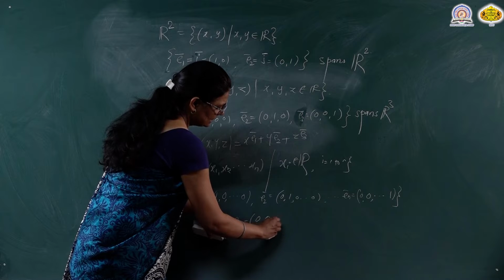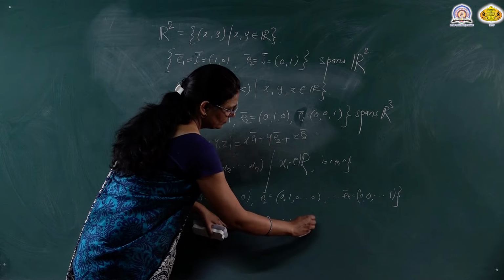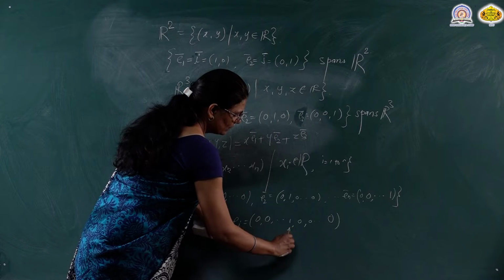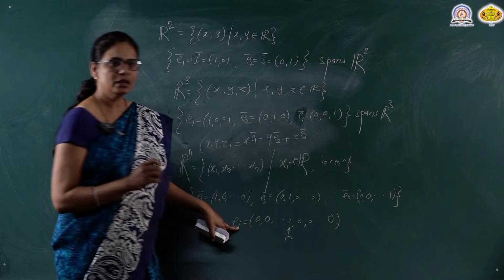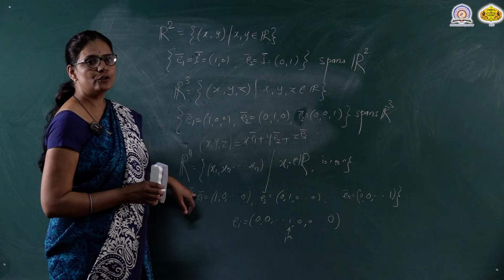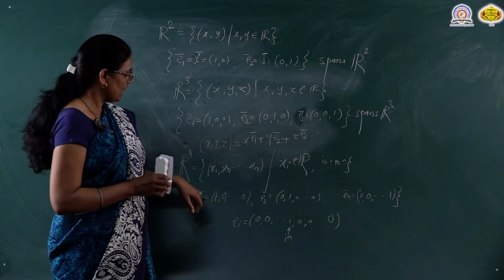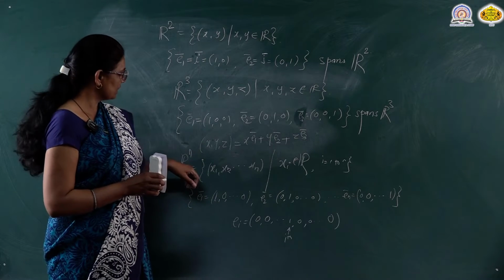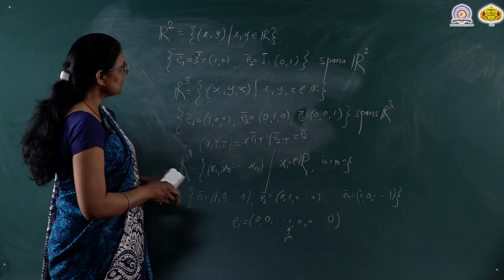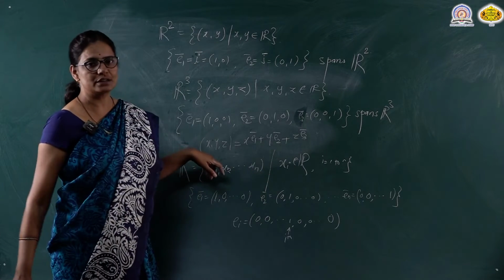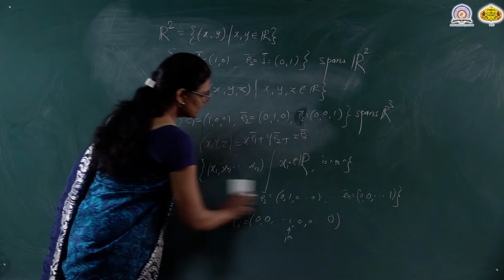So if you write in general, its only ith component is 1 and remaining components are 0. These are the unit vectors, standard unit vectors in R raised to n, and this set spans R raised to n. So we say that here it spans R raised to n. So this is about R raised to n. Now next consider another example.